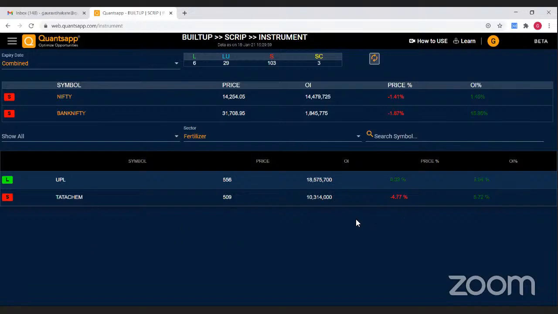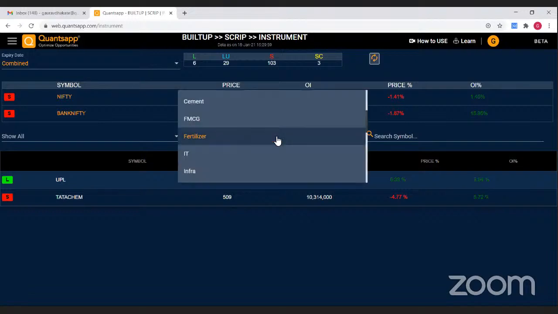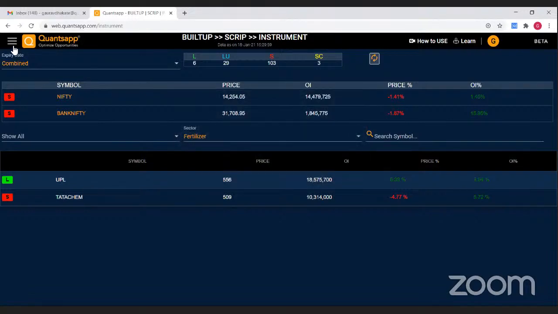And Tata Chem is almost 5% down, and you can see the OI build-up. So this is how I look into the stocks. I look at how the market participants are looking at a particular stock, sector or the whole indices. So this is about the first part, the build-up.